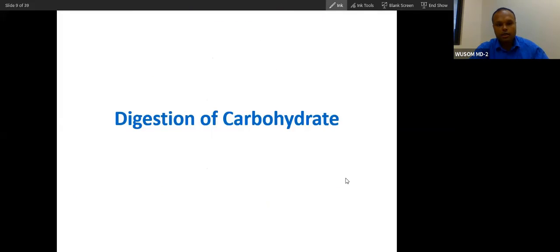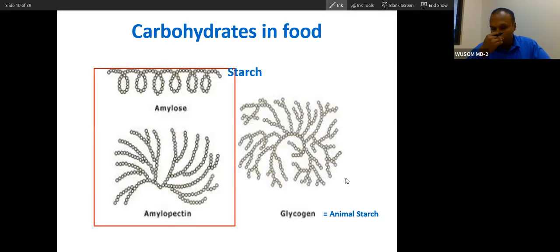So let's discuss absorption and digestion. This is starch, and this is glycogen. If you take animal food, you may take a little bit of glycogen, but generally we take starch.